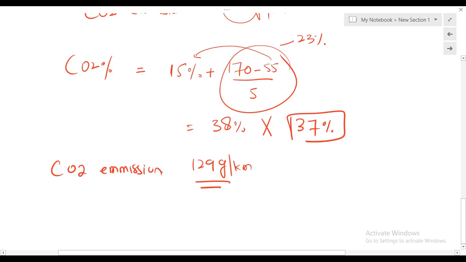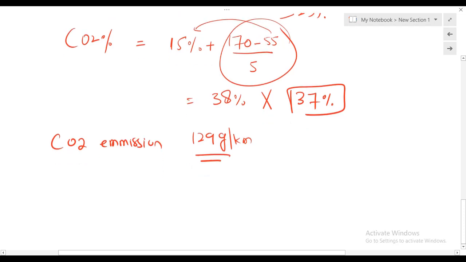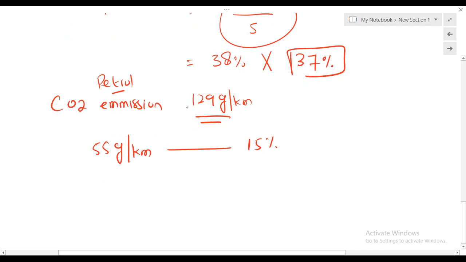An examiner is asking us to just calculate the CO2 percentage. How do we calculate for 129? For the first 55 grams per kilometer, we have a fixed percentage of 15%. Let's say the car is a petrol car. After that, 129 you have to round down to a value which can be divided by 5. So 129, I'm writing 125. Always round down to the nearest 5. From 125, I'm going to deduct 55 and divide by 5. So I'm getting 14%. So it means your CO2 percentage is going to be 29%.